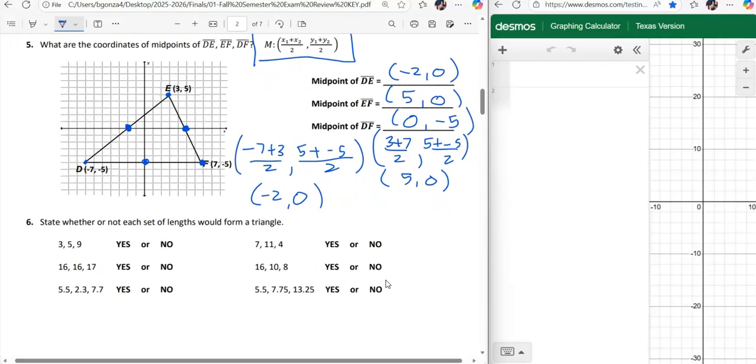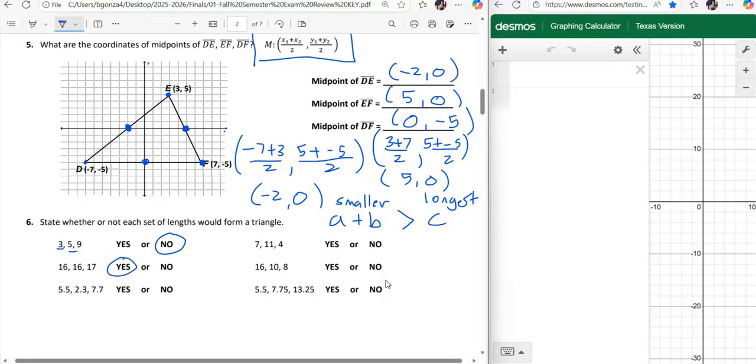Number 6. Say whether or not each set of lengths would form a triangle. Do you remember, to tell if something is a triangle, the two smaller sides have to add up to greater than the third side. So again, A plus B, the smaller ones, has to be greater than C, the longest. So 3 plus 5, 8 is not greater than 9. That's a no, sir. Okay, the smaller ones are 16 plus 16, 32 is greater than 17.